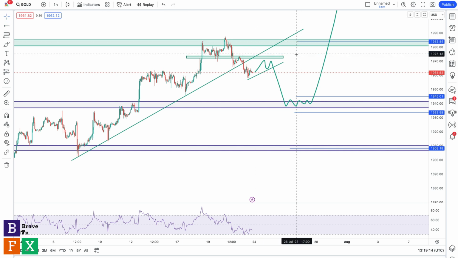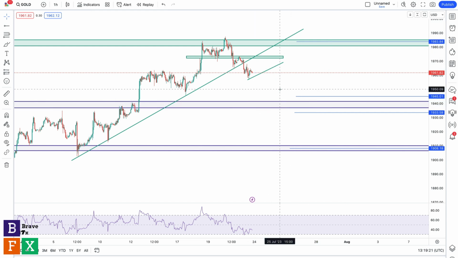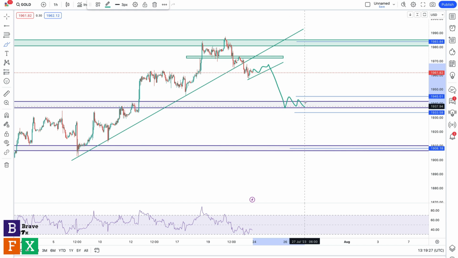So this is how I'm going to go for a long position if we do get into this area of value. Otherwise, if we don't get this long position, then we are going to see something like this: consolidation, a breakout to this price level, consolidation, and then a follow through as a bearish continuation pattern.